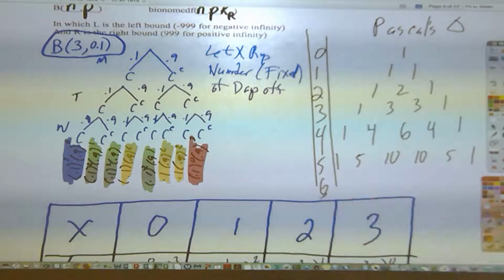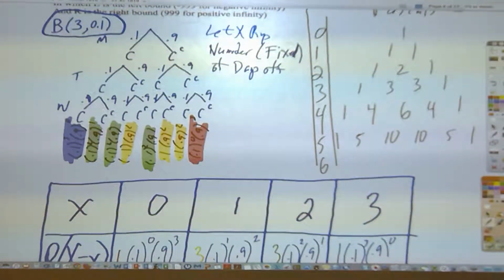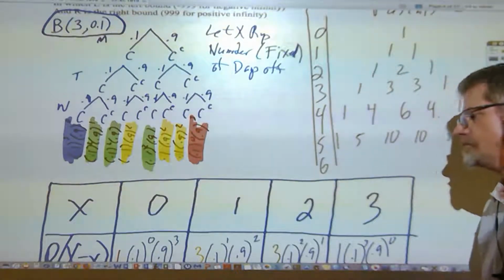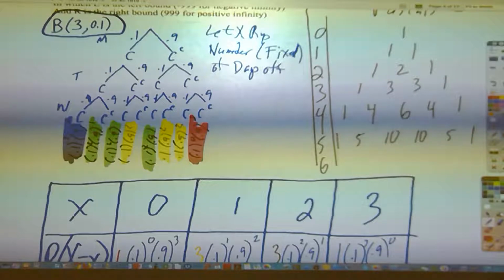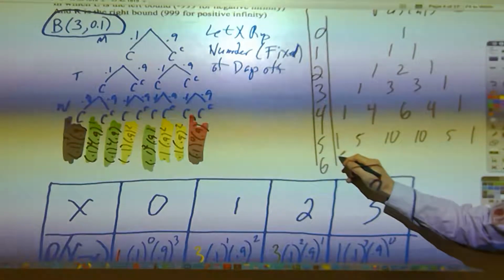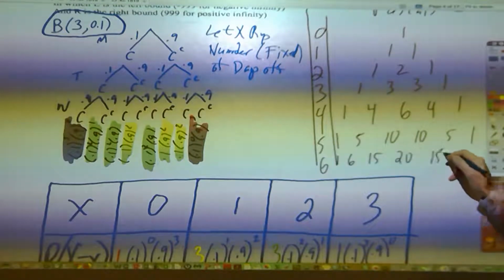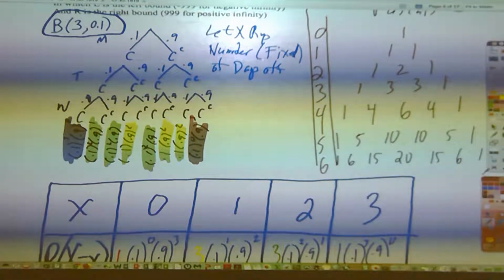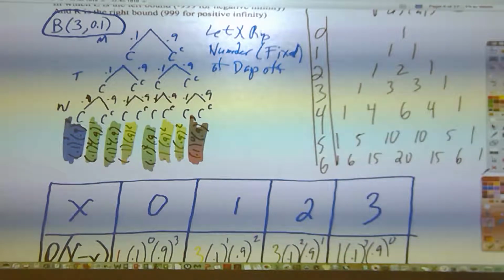Okay, then would all of you please find row 6 of Pascal's triangle? Go ahead and write it down. Row 6. When you're done, you can look up here, see if we agree. I hope you wrote 1, 6, 15, 20, 15, 6, and 1.